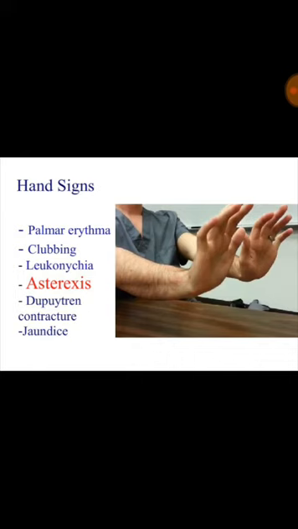Another one is asterixis, which is a flapping tremor as a result of hepatic encephalopathy. Hepatic encephalopathy occurs because the detoxification that the liver does is not successful as a result of liver failure. So the toxins that accumulate in the blood enter the cerebral circulation, resulting in toxins in the brain, especially ammonia, which results in hepatic encephalopathy, manifested as asterixis along with drowsiness and decreased consciousness level, and this can even result in coma.